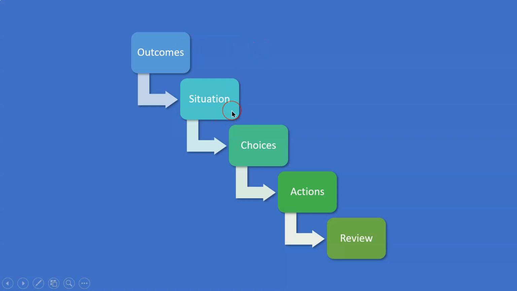Then we must define the current situation. Where are we now? Then brainstorm and identify the choices we have to move from the current situation to the desired outcomes. Then identify the actions, execute those actions, and review the actions periodically. That represents the OSCAR model.